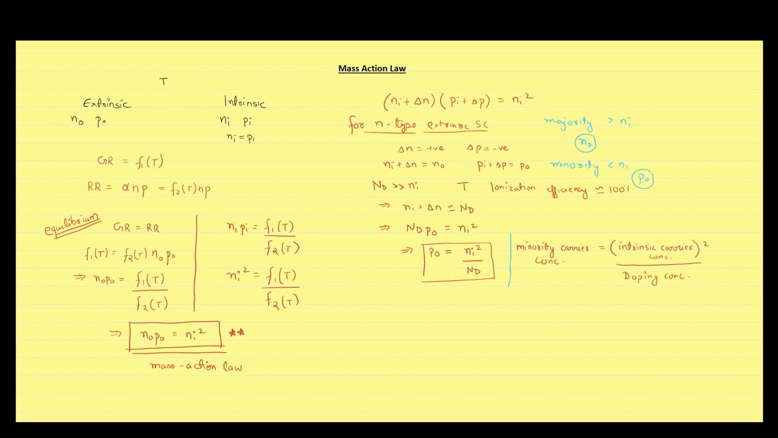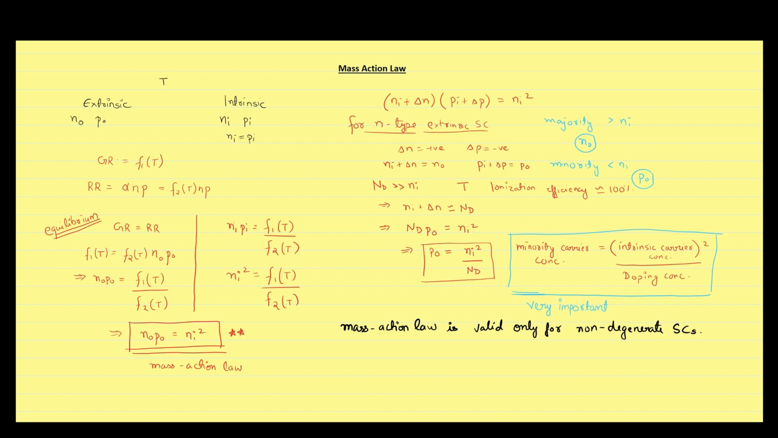I hope you understood the derivation of this particular formula through which we can find the minority carrier concentration in an extrinsic semiconductor if intrinsic carrier concentration and doping concentration is provided. The analysis which we have done for n-type semiconductor can also be done for p-type semiconductor. One more important point you have to remember is that mass action law is valid only for non-degenerate semiconductors. This formula is not valid for degenerate semiconductors.